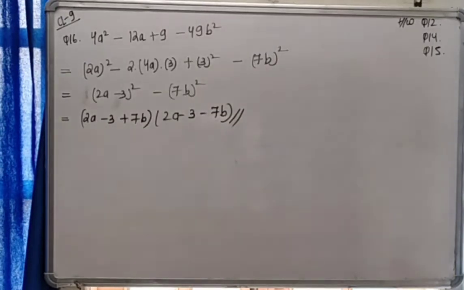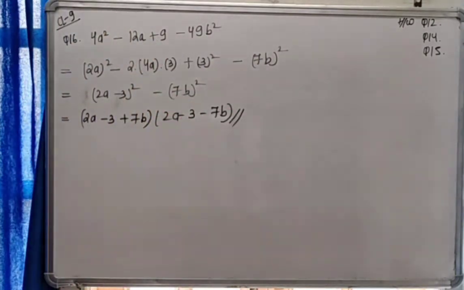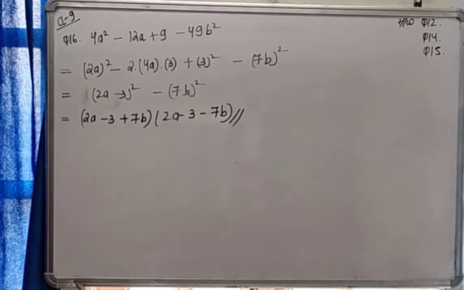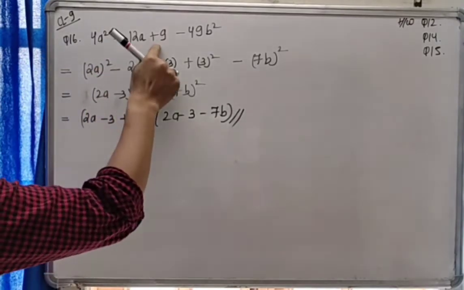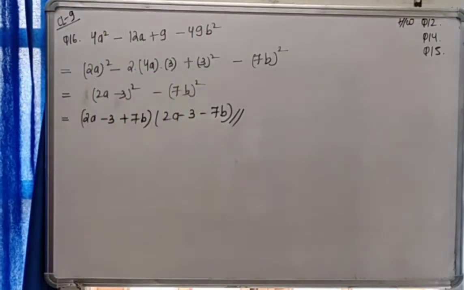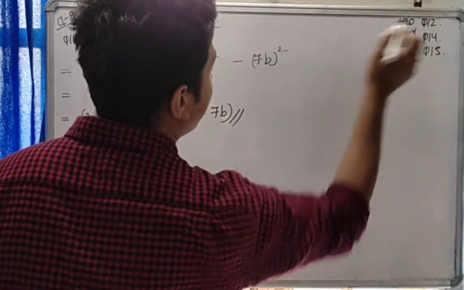Alright, boys, let's move on to the next sum. Please try number 14 and 15 in that similar way. I move to number 16. In question number 16, we have 4a square minus 12a plus 9 minus 49b square. Now this type of questions, please do practice it properly, boys. Important question for you all.